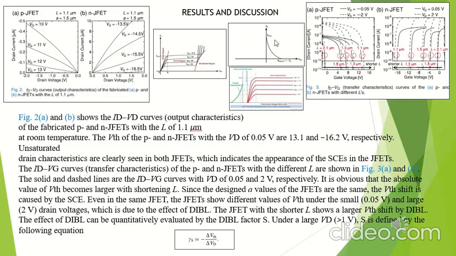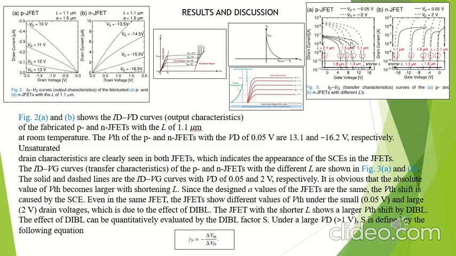This graph shows the transfer characteristics of the p-channel JFET, and this shows the transfer characteristics of the n-channel JFET, and this is the silicon carbide p-JFET and silicon carbide n-JFET. Now, from these graphs, we can infer certain results.